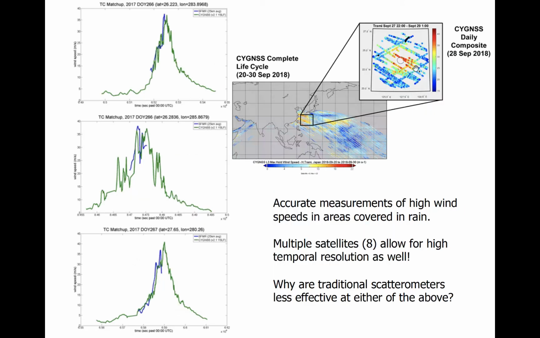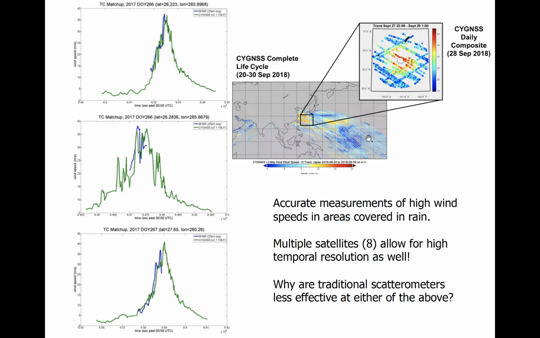One example of CYGNSS data is shown here on the left in an Atlantic tropical cyclone. For each panel, the blue line represents aircraft-based microwave estimates of surface wind in a cross-section through the storm. And the green line represents what the CYGNSS constellation of satellites would see in the same location. And we can see this in 3 different cross-sections. Generally, the two agree closely.